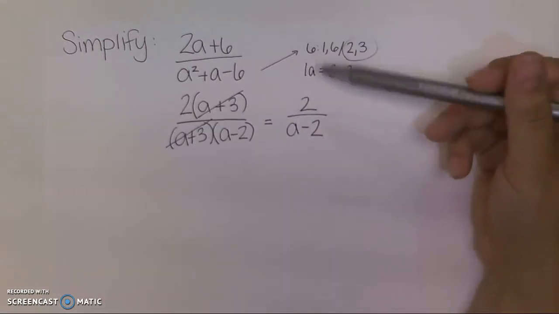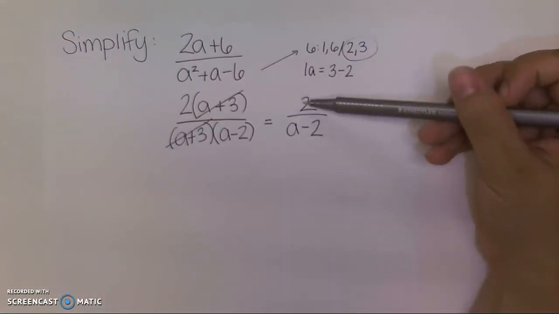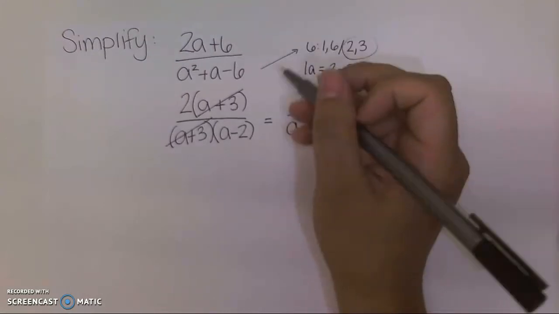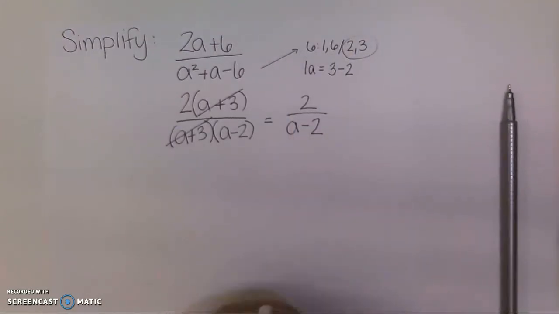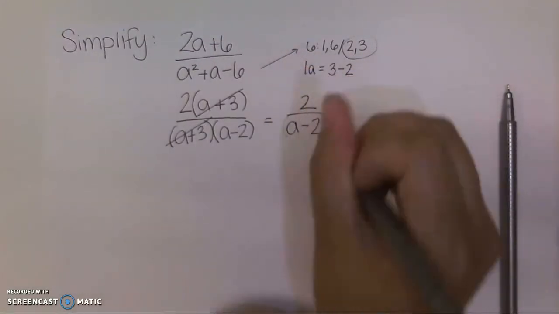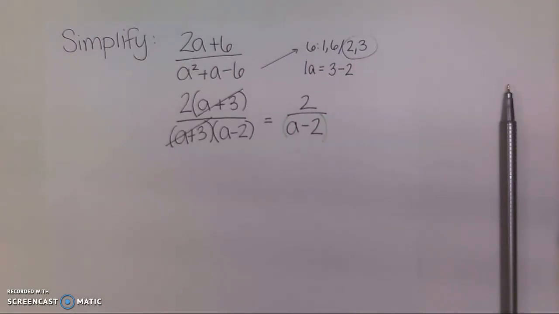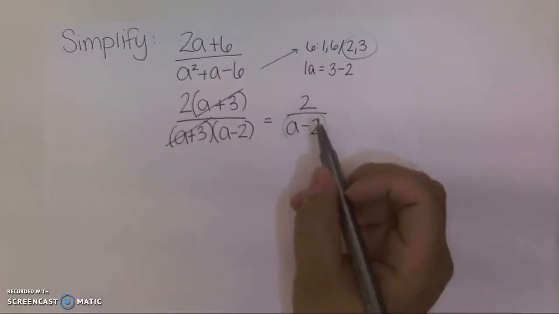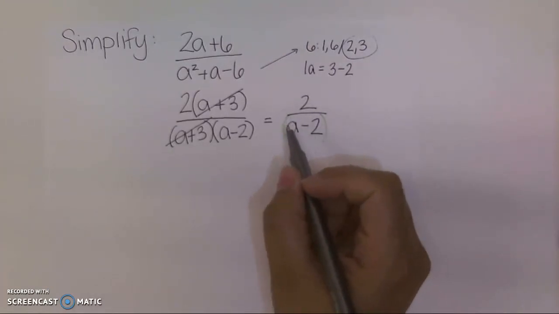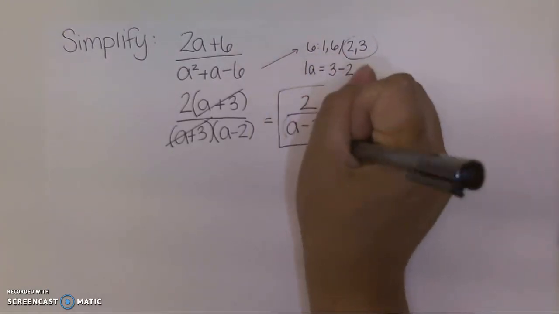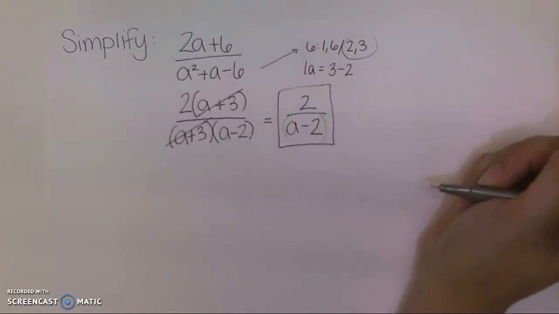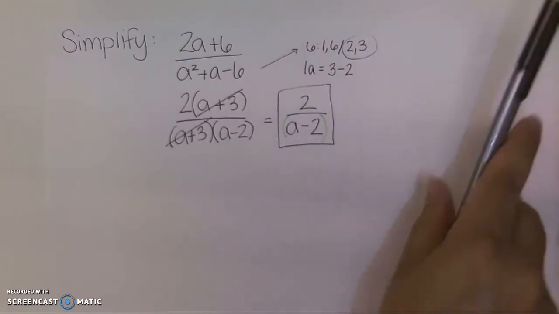You might be tempted to try to cancel out these 2's. But keep in mind that a minus 2 is a quantity. So if you're going to cancel it, you have to cancel it together. You may not separate the a from the 2. So therefore, we can't cancel anything else, and our simplified rational expression is 2 over a minus 2.